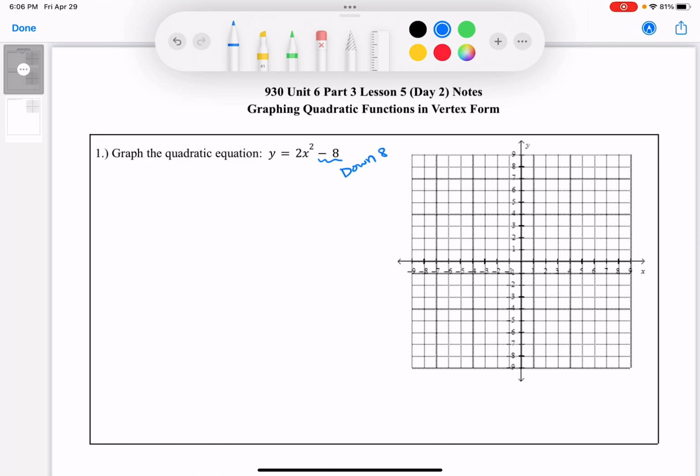And if there's no parentheses, that means it didn't move at all left or right. So the fact that this is just an x squared is really the same thing as saying x minus 0 squared, right? I don't have to write a 0. It means the same thing. So that means it's moving 0 left and right and down 8. So yeah, I can still find my vertex, and technically this is still in standard form even though there's no parentheses there. So my vertex would be 0 left and right, down 8 would mean -8.